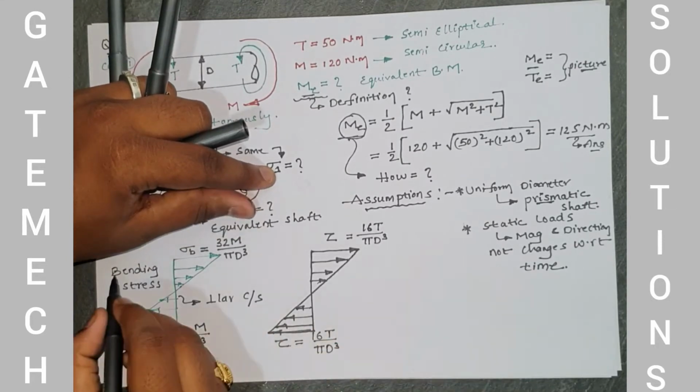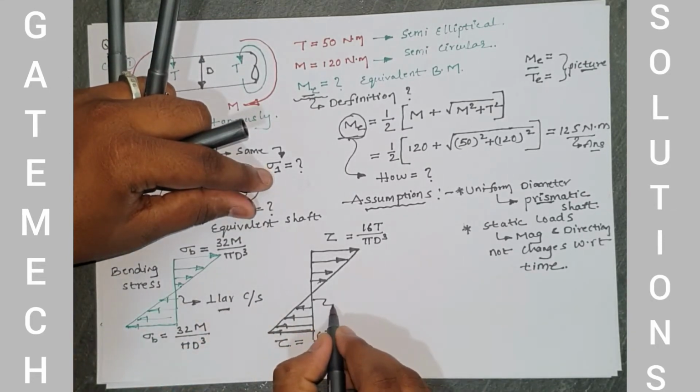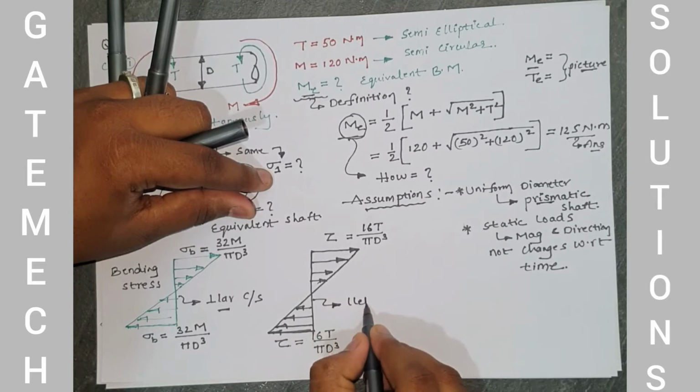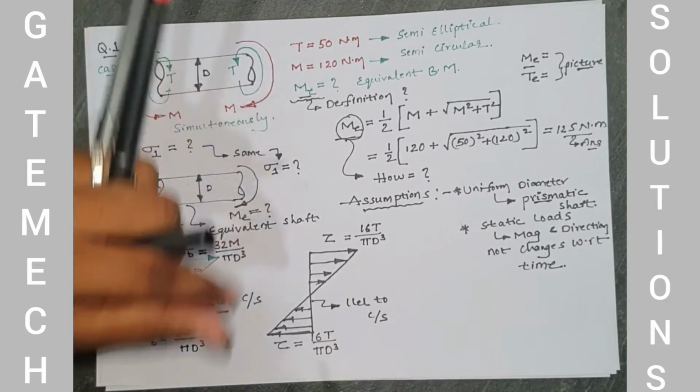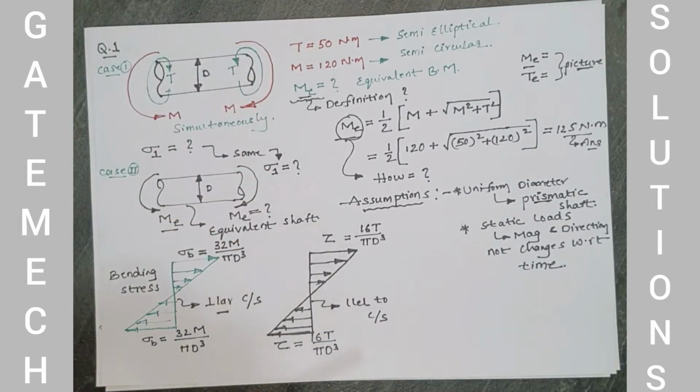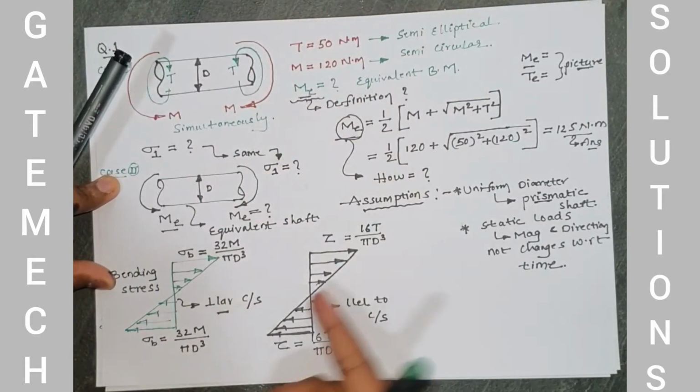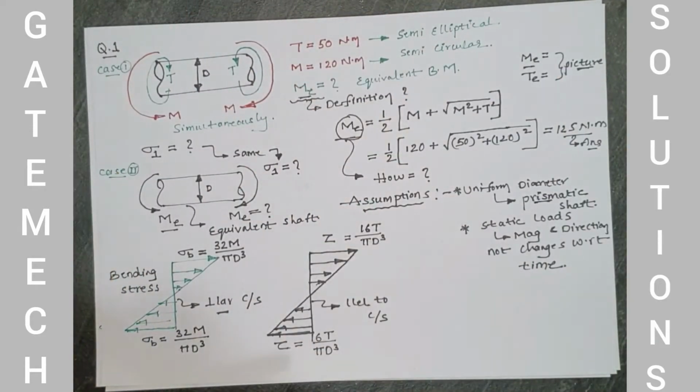But keep it in mind, bending stress distribution is perpendicular to the cross section, whereas shear stress distribution is parallel to the cross section. That is the basic difference between these two. So one is perpendicular to the cross section, one is parallel to the cross section. Look at it from the side view.